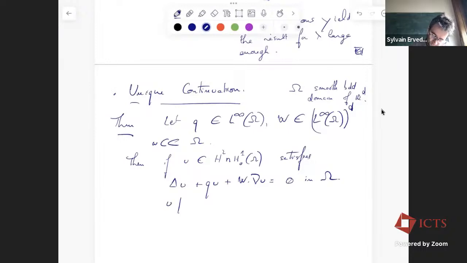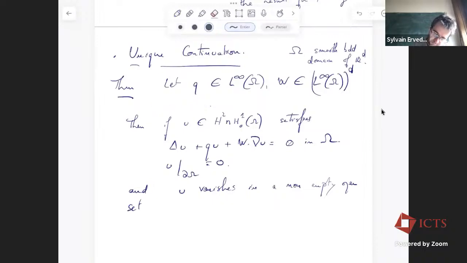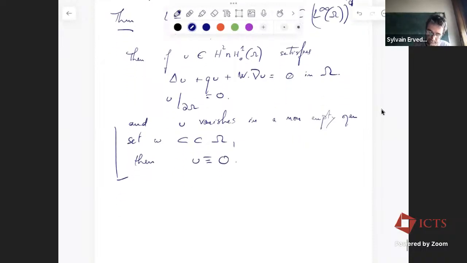So u is in H10, so of course it satisfies this. And u vanishes in a non-empty open set, so maybe I do not need small omega. Then u is identically 0.